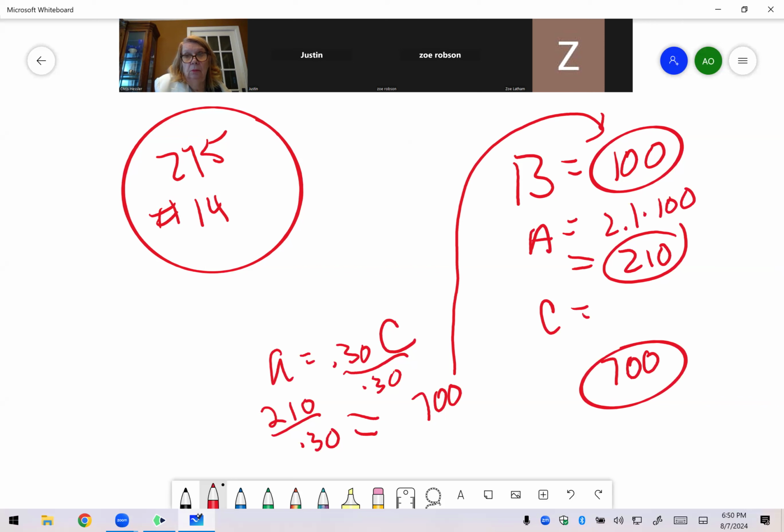And again, you could do the algebra if you wanted to. I tend to do the algebra. Mrs. Hessler likes to pick numbers. I like to use 100 because that anchors me. So Justin, do you see how that's 700? Yes. Good. How about you, Zoe Robson? Yeah. And Zoe Latham? Yeah. Okay.